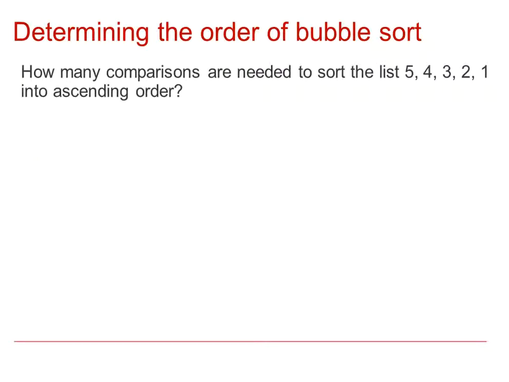So for example, how many comparisons are needed to sort the list 5, 4, 3, 2, 1 into ascending order? You can see that the list is in reverse order, therefore we're going to need 4 comparisons for the first pass, then 3, then 2, then 1. We're going to need 10 comparisons to put that list in ascending order.